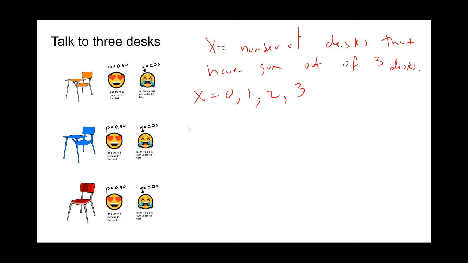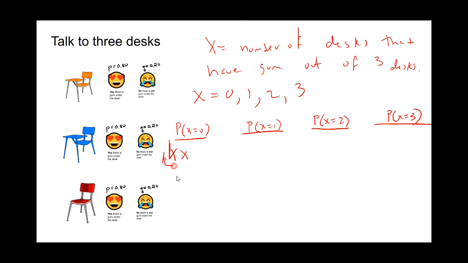Now, what are the chances of x equaling 0? Well, what about the chances of x equaling 1? What about the chances of x equaling 2? What about the chances of x equaling 3? Well, let's first just consider how 0 could actually occur. So 0 means that none of the desks have gum, right? So orange, blue, red. So orange doesn't have gum. Failure. Blue, no, failure.